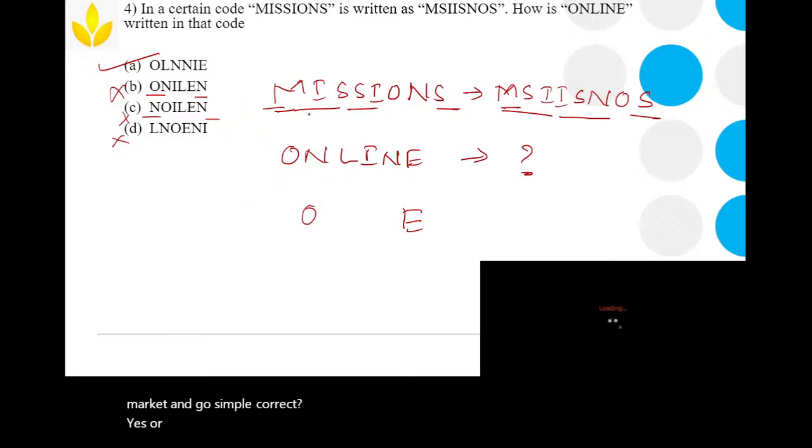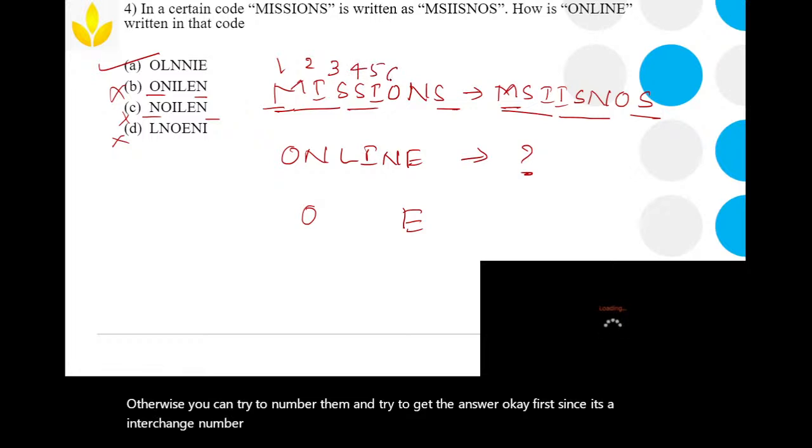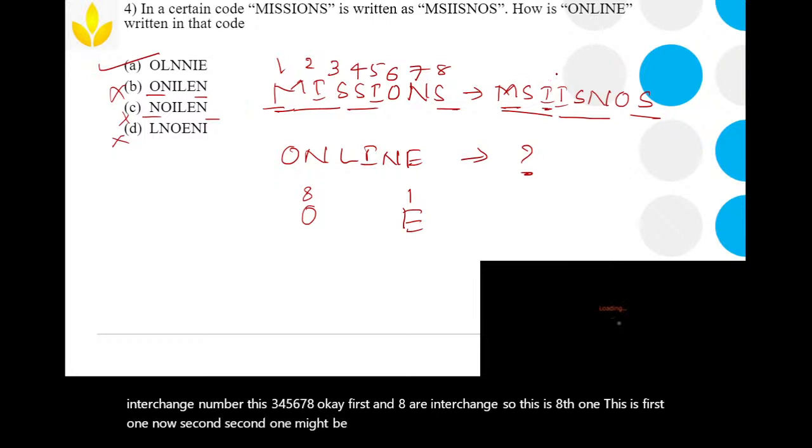Well, you can do it. Next. Otherwise, you can try to number them and try to get the answer. First, since it's an interchange, I'll number this 3, 4, 5, 6, 7, 8. First and 8 are interchanged. So this is the 8th one, this is the first one. Now the second one might be here. So first and 8th are the same.